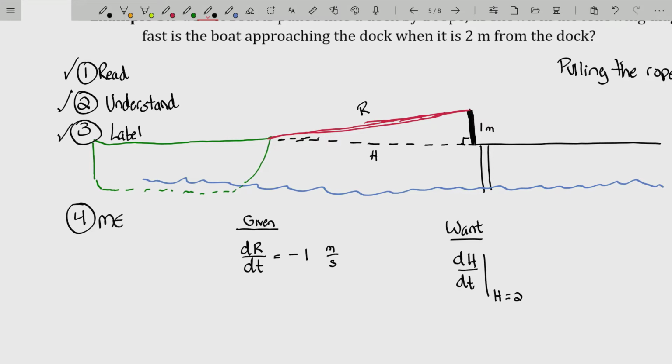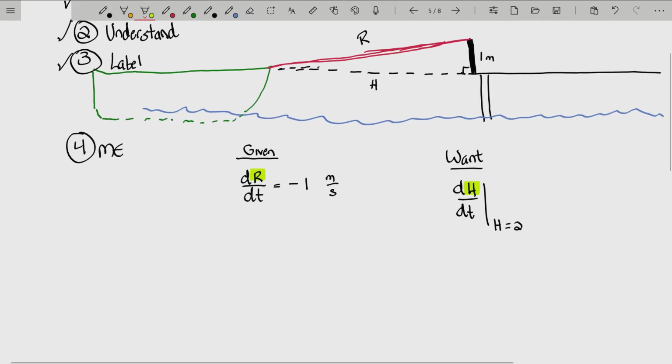Step 4, I need the master equation. What is the equation that relates R to H? And you could easily see it here. It's yet another Pythagorean theorem. This happens quite often actually with related rates problems. So the master equation here is going to be that H squared plus 1 squared must equal R squared.